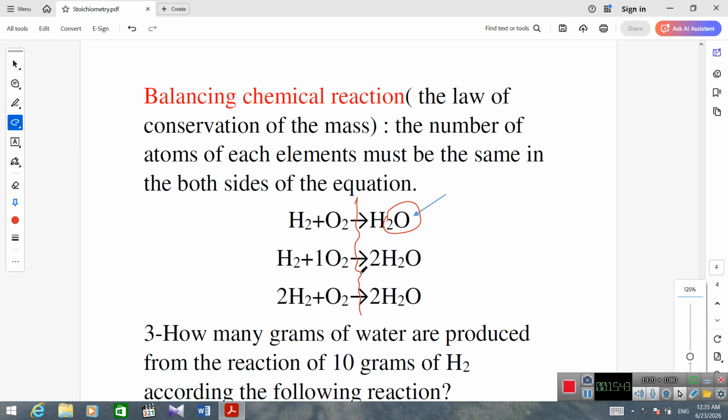As a result, I select coefficient 2 for the water, and after locating 2, the total number of hydrogens on the right side is equal to 4, and on the left side again I give 2, and as a result we have 4 hydrogens on the left side, 2 multiplied by 2, 4 hydrogens on the right side, and 2 oxygens on the left side, again 2 multiplied by 1, 2 oxygens, and as a result the equation is balanced.